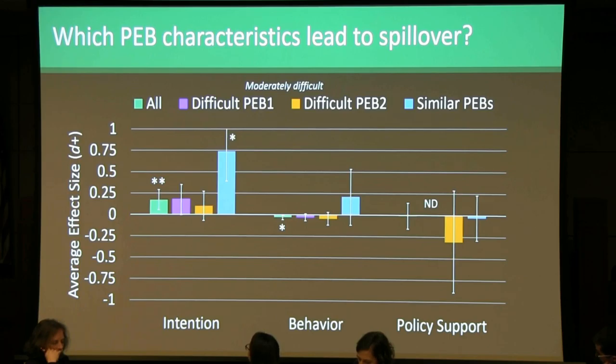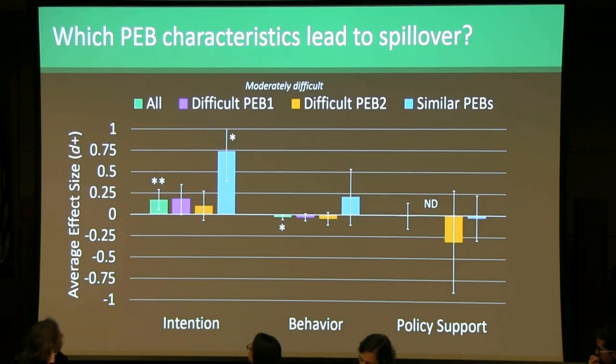For a difficult second behavior, well, this is where we really think people might rest on their laurels. You ask someone to do a really hard second behavior, they look at it and say, oh, I don't know. Look back to their last behavior, oh, I just recycled. I don't need to do this really hard thing. So we expect to see negative spillover here. We don't find evidence of that.